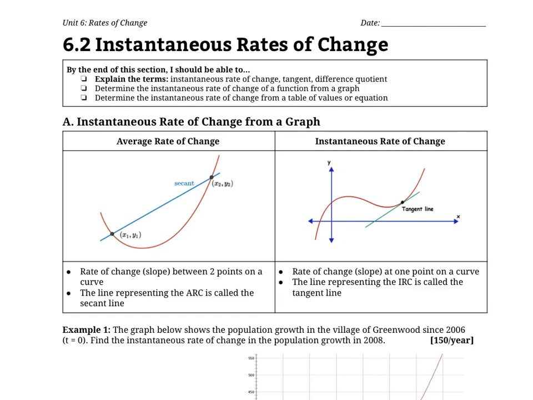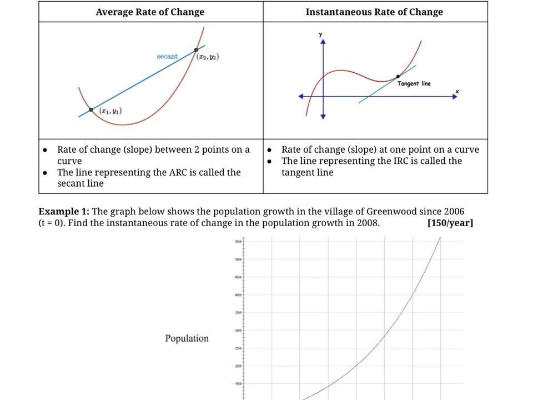Here we're going to calculate an instantaneous rate of change. So we know from previous lessons that the average rate of change is just the slope of a line between 2 points on a graph. The instantaneous rate of change is the slope of the tangent that touches a point on that graph. So that's called the tangent line.